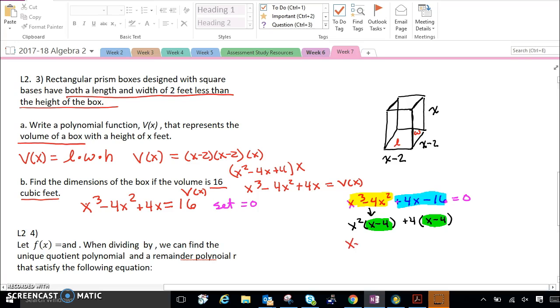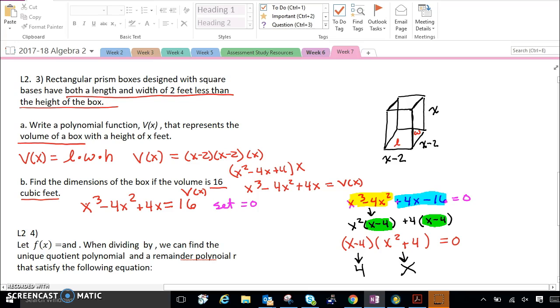When we factor that out, what is left is x squared plus 4 equals 0. There's no more factoring that can be done here. We're all done because it's not the difference of two squares. And in this case, our 0 must be 4.